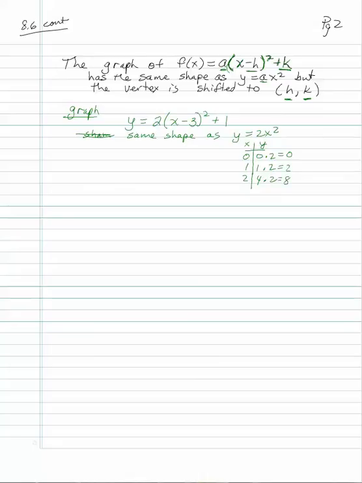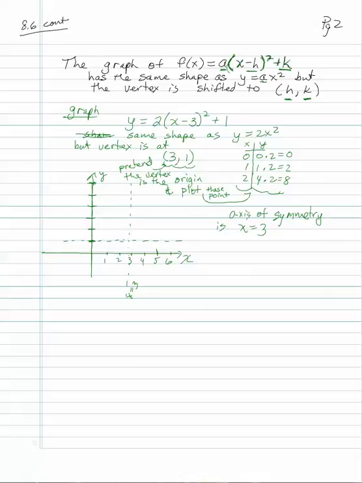But the vertex is going to be at 3, 1. So what I'm going to do is pretend that the vertex is the origin, and plot the base graph, plot these points, as if 3, 1 was the origin, pretending. Okay, so let me show you how this works.